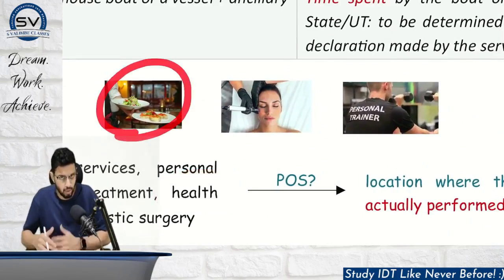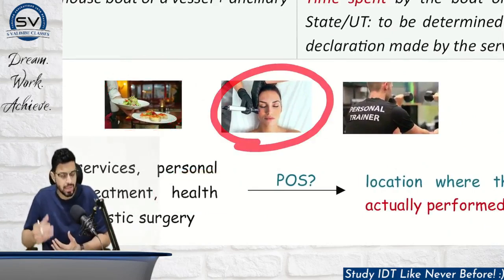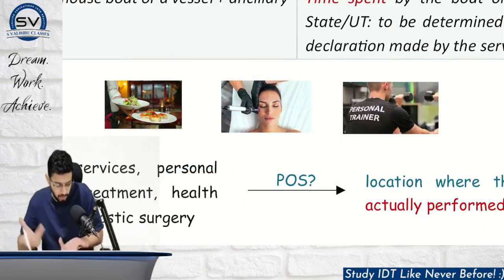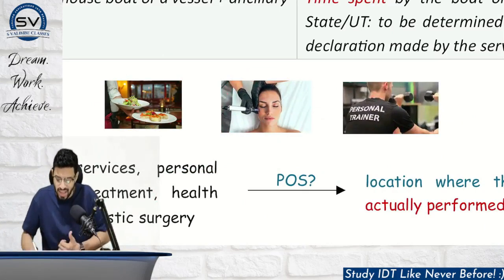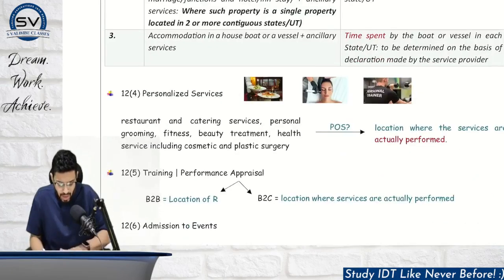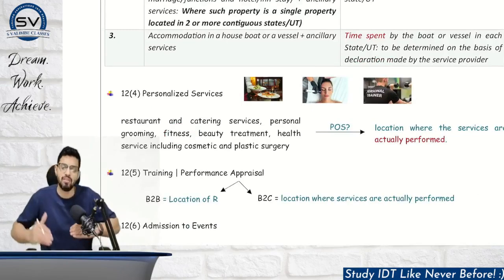So restaurant and all these kinds of services, beauty treatment, whatever the beauty treatments these are, I don't know what she's doing. And this is your health and fitness. So basically personal trainer, gym and fitness. So all these are personalized services. Personalized, that's why we have a separate category.